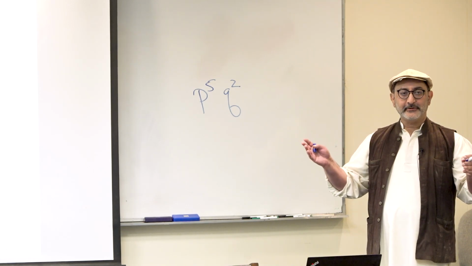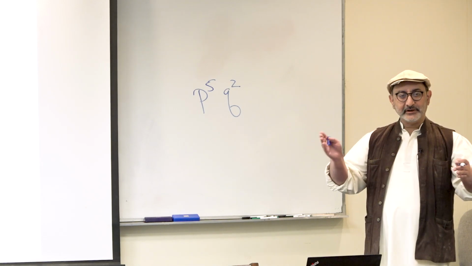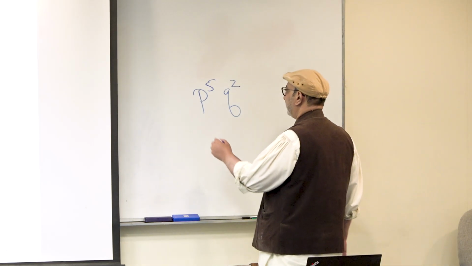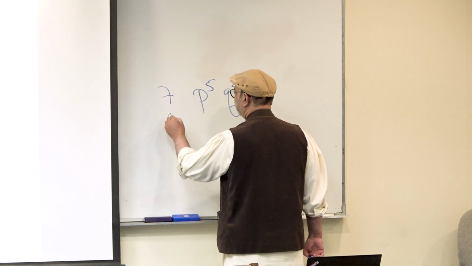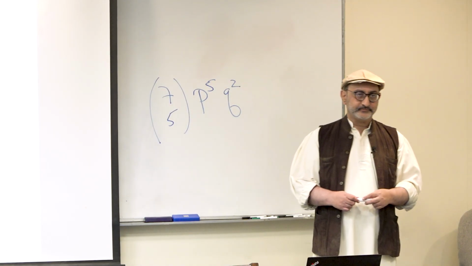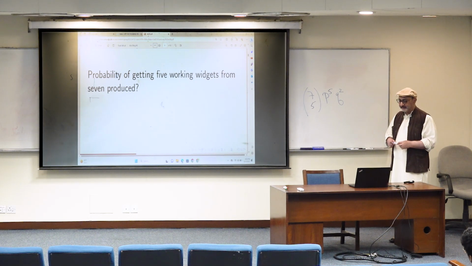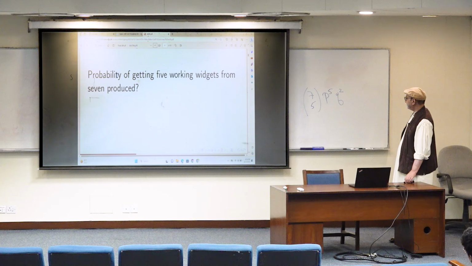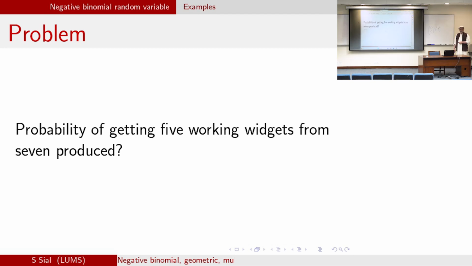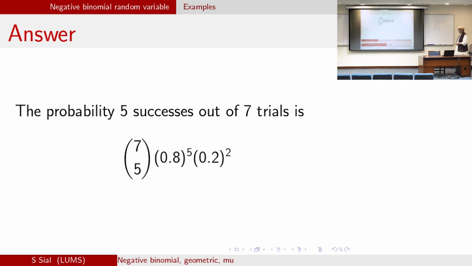Now, if we don't care about when the successes and failures occur, how we arrange our symbols S and F in a row, we can have rearrangements, but we have the same probability. So there are 7 trials, and we have to select 5 of them to be successes. So that's the total probability of getting 5 working widgets from 7 produced, and that's just the binomial random variable that we were talking about previously. In our case, p was 0.8 and q was 0.2.